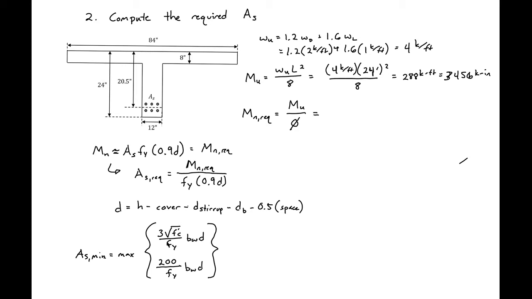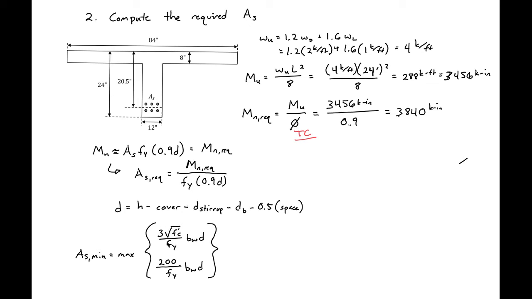So then we can find our MN required. So our MN required is MU, which we just found, 3,456 kip inches, divided by our phi, which we're going to assume tension controlled behavior. We're going to need to come back and check it, but we'll assume it initially. So we'll have a phi of 0.9, which will give us an MN required of 3,840 kip inches.